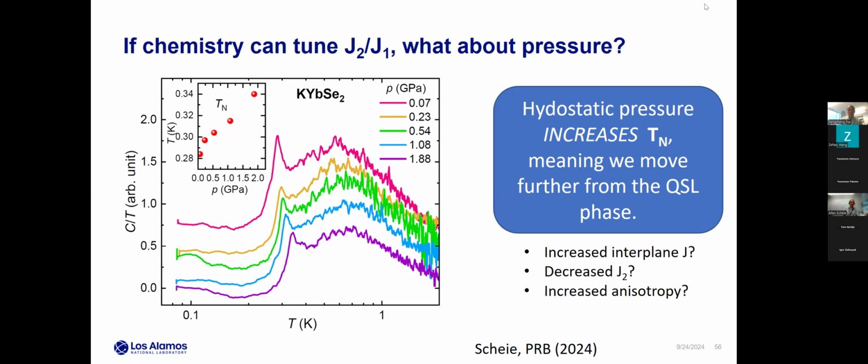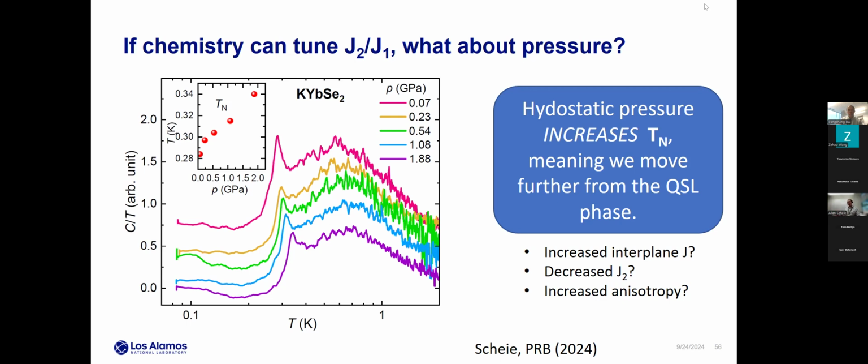to very low temperatures. And we found that as we increased hydrostatic pressure up to around 2 GPa, we saw the ordering transition temperature increase. So the magnetic order is enhanced. We're moving further from the quantum spin liquid phase, which was a bit disappointing. We were hoping that somehow we could be pushed into the phase by pressure.